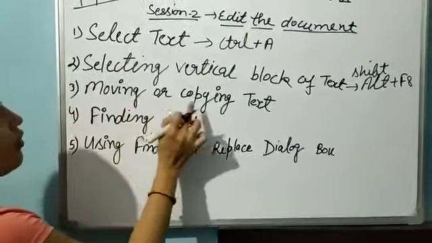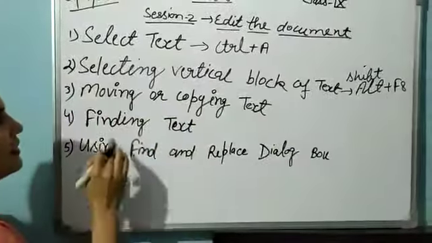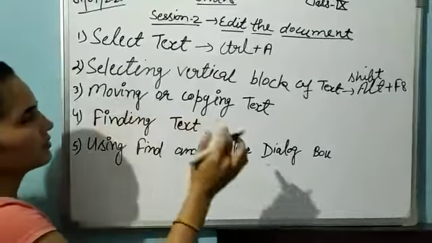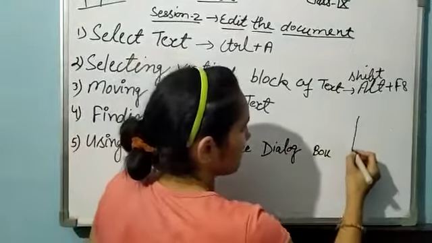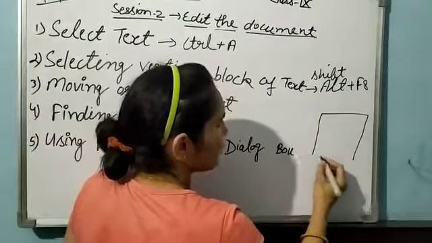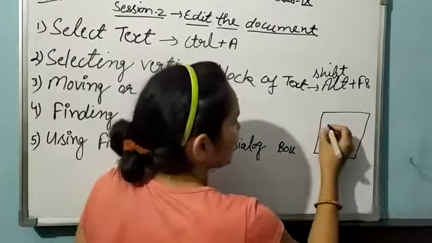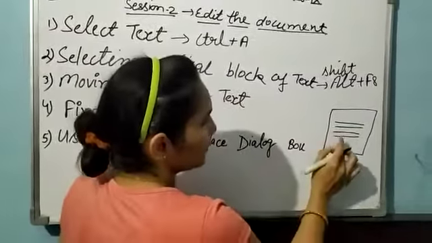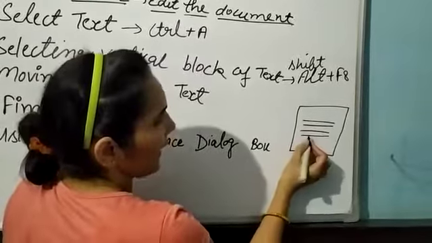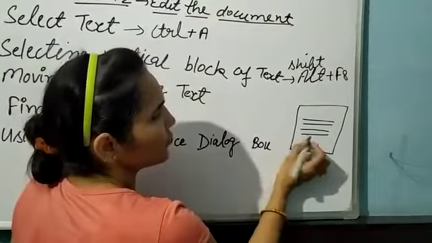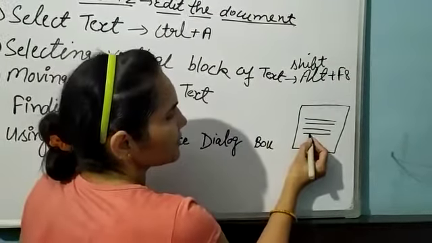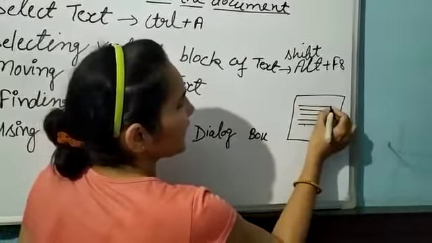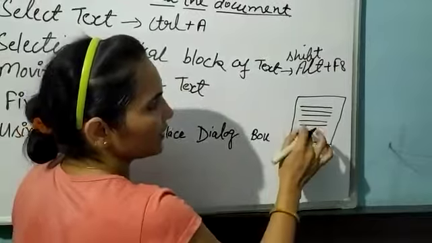Next is moving or copying text. Moving means change the position of the text. For an example, suppose this is our Word document, and in this document we write something. Now this is the fourth line and we want to change the position of the fourth line. Means instead of here, we want to move this line here. Then how can we move?